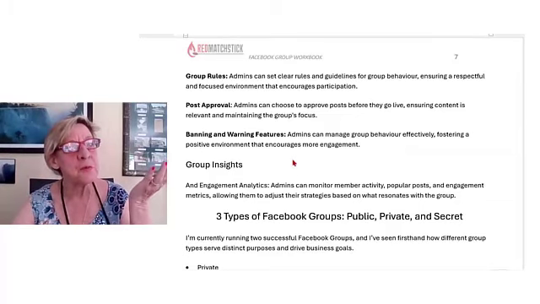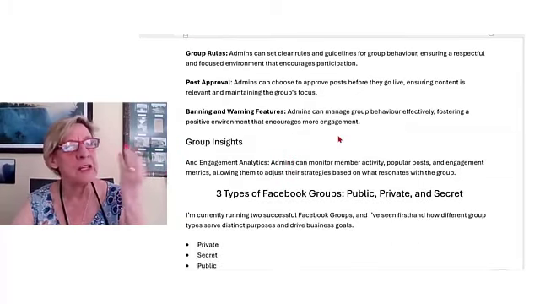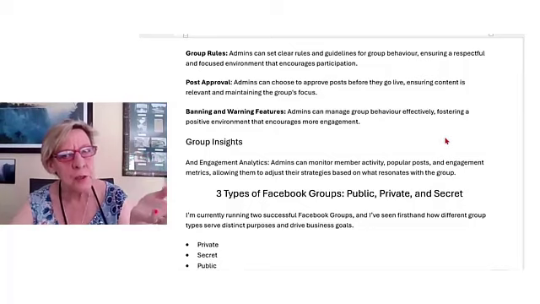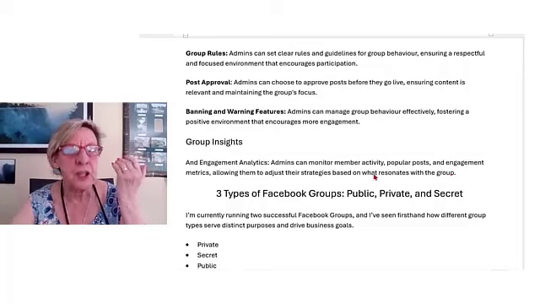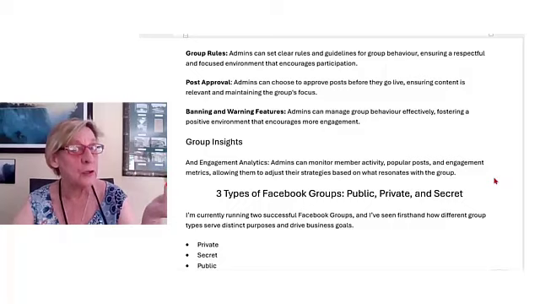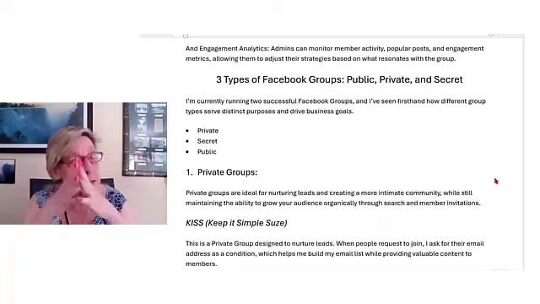And then you've got insights. We always say you can't improve anything that's not measured. You check your insights, you can see who's active, you can see which posts are popular and learn from that. Do more of those. There are 3 types of groups: private, secret, and public.